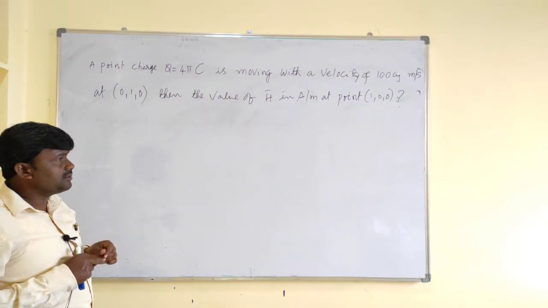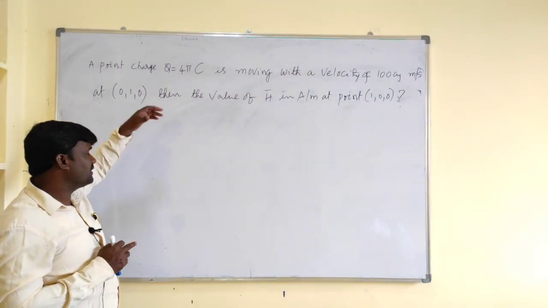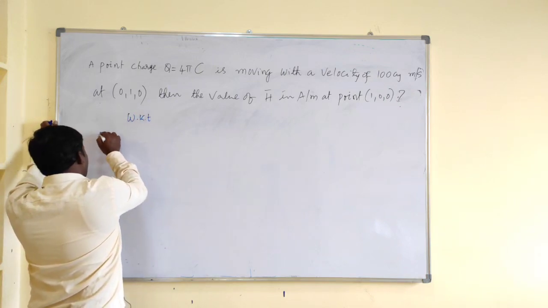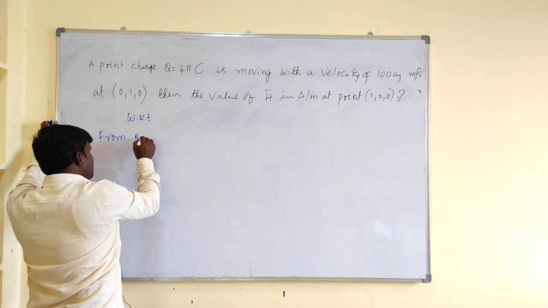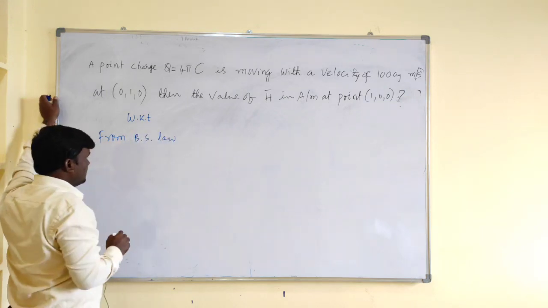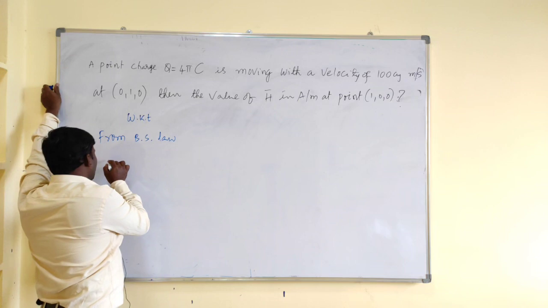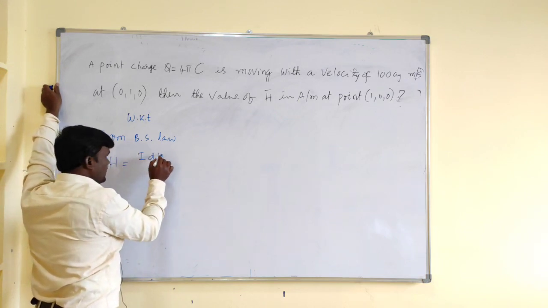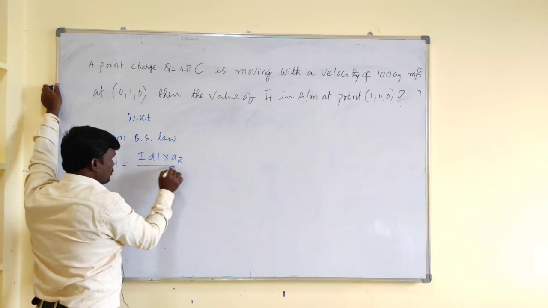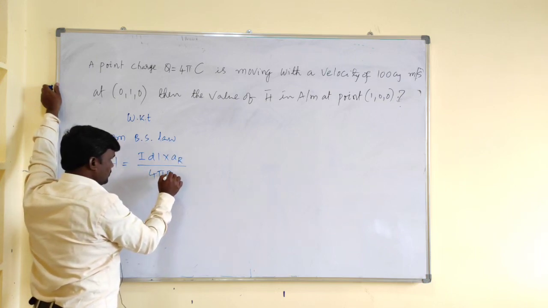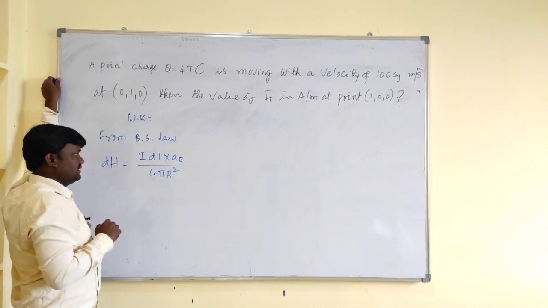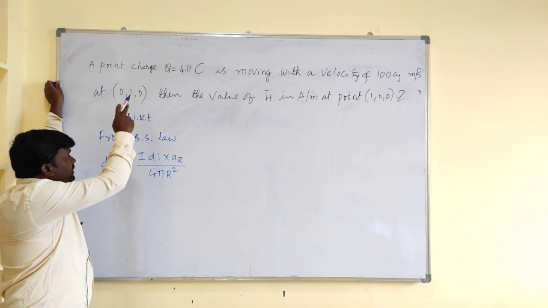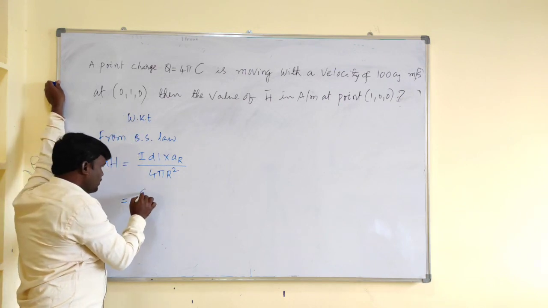The relationship between the magnetic field and the current is given by Biot-Savart's law. Basically dH is equal to I dl cross a_R by 4π R squared, in vector notation. Here I is not given, Q is given. We can write I as dQ by dt.